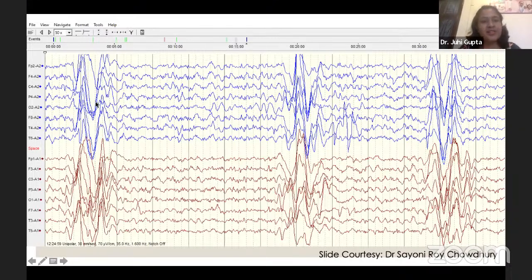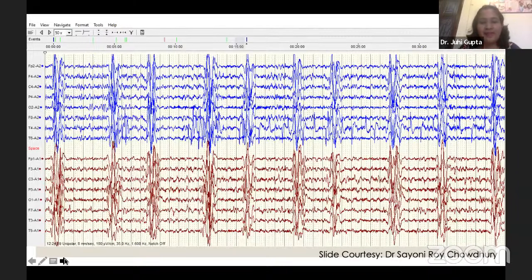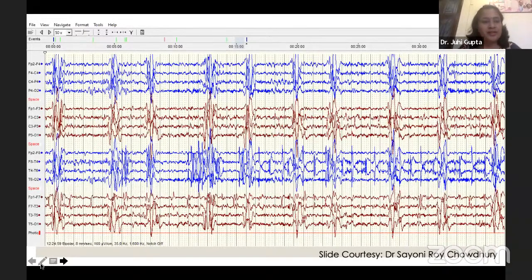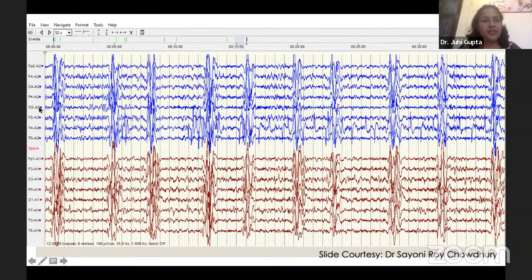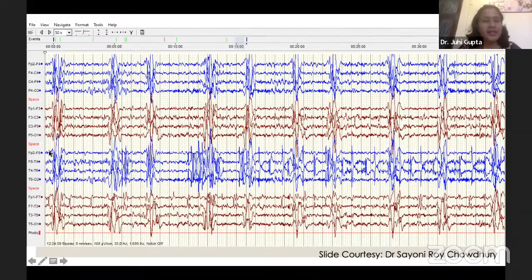Again, you are seeing these periodic complexes, these 3 complexes in one 10-second epoch in this unipolar montage. And when you reduce the paper speed, here the paper speed is 8 millimeter per second, you see so many of them, and you see that they are actually coming at certain intervals. So reducing this paper speed is particularly beneficial in SSPE. This was the epoch with the unipolar montage, and this is the epoch with the bipolar montage.